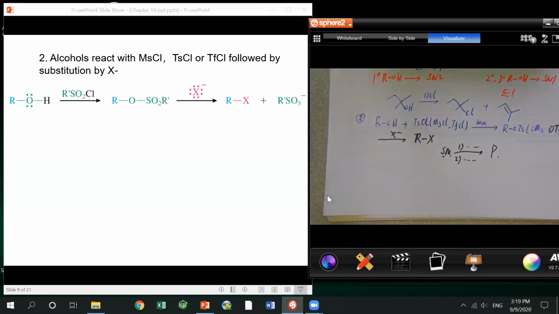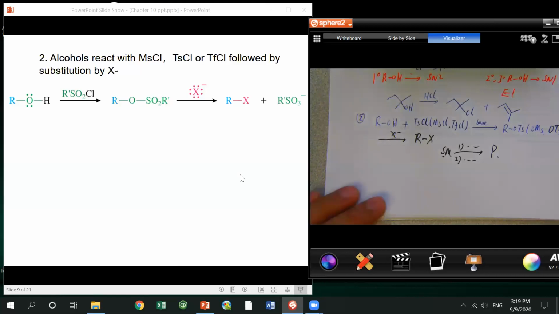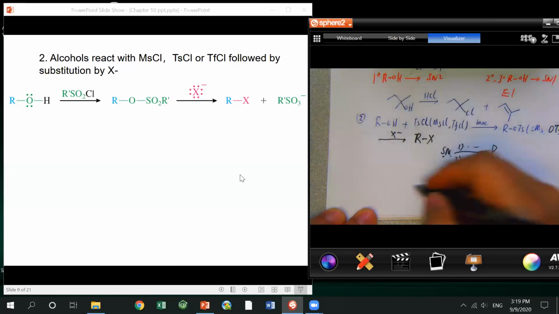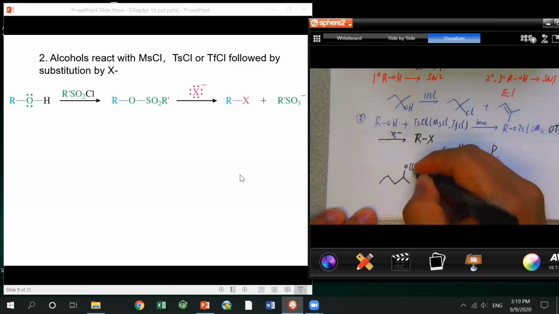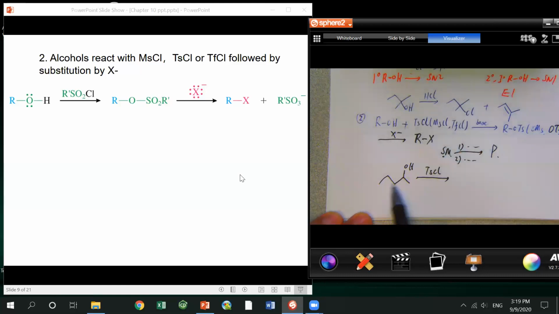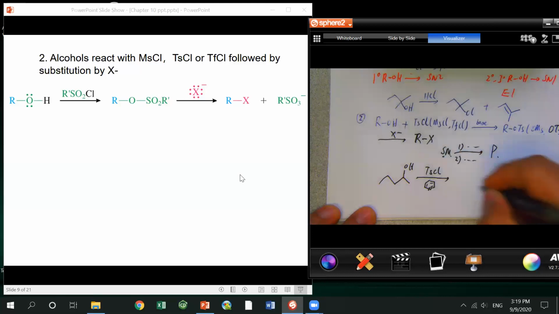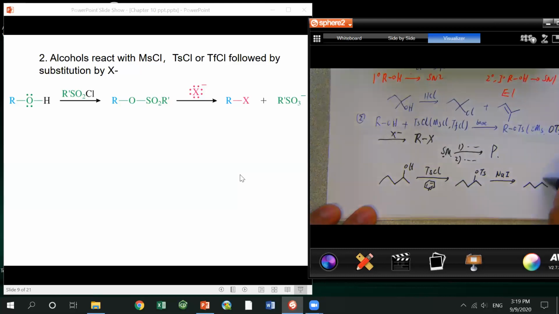All right, and then this one should be an example. So just quickly show you guys one example. We have this alcohol and use tosyl chloride with pyridine. Convert the OH group to the tosylate, and then following, you can use sodium iodide to directly replace the OTs and get the final iodide product.